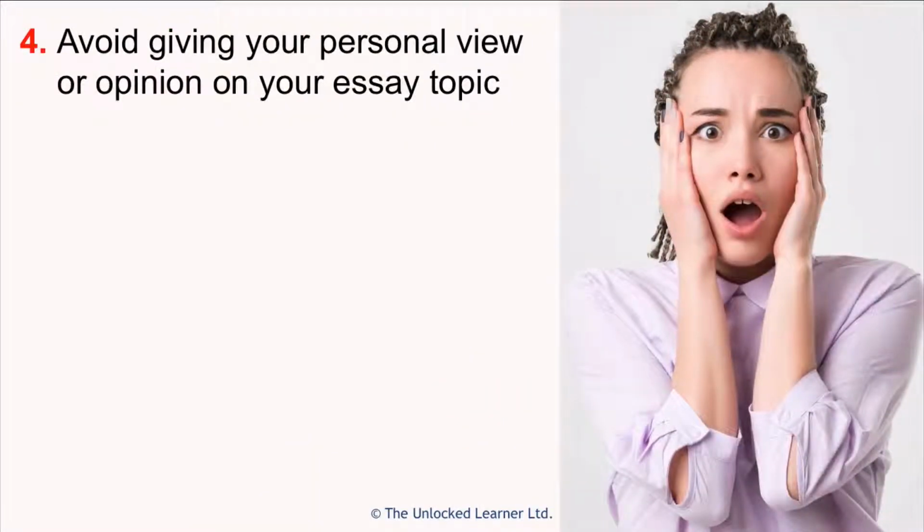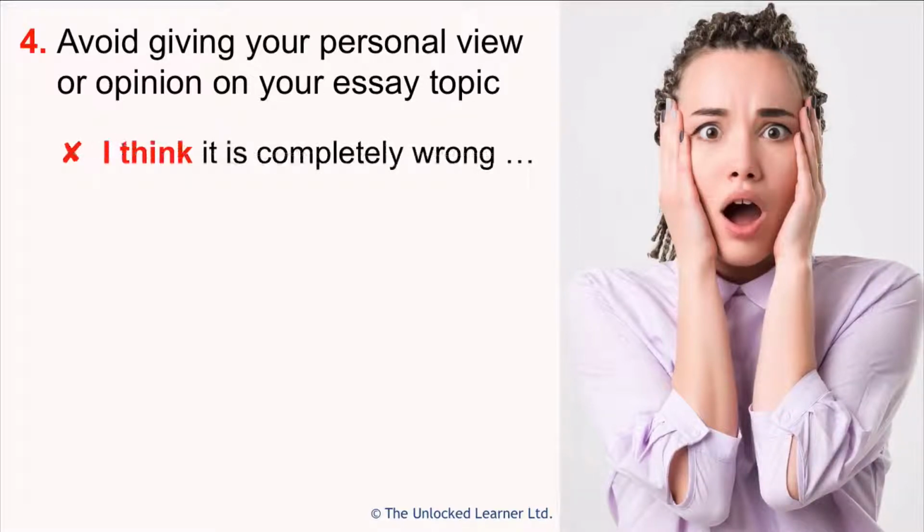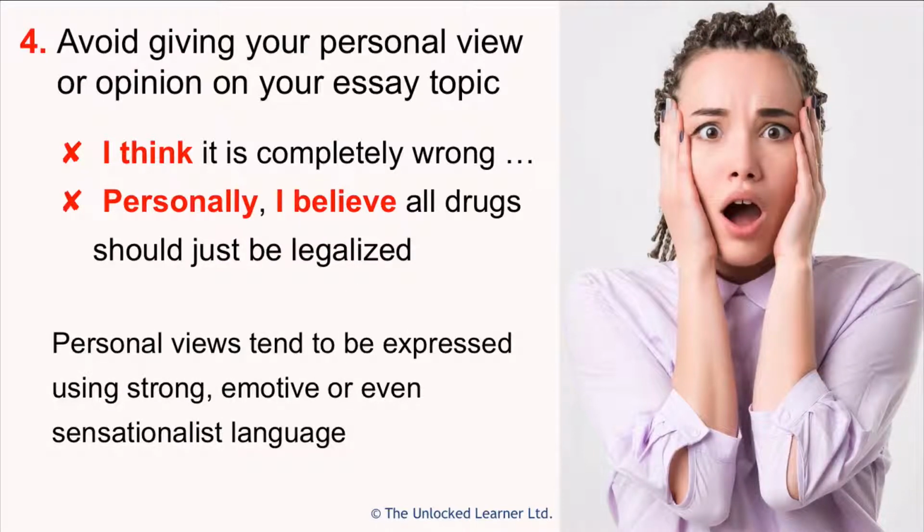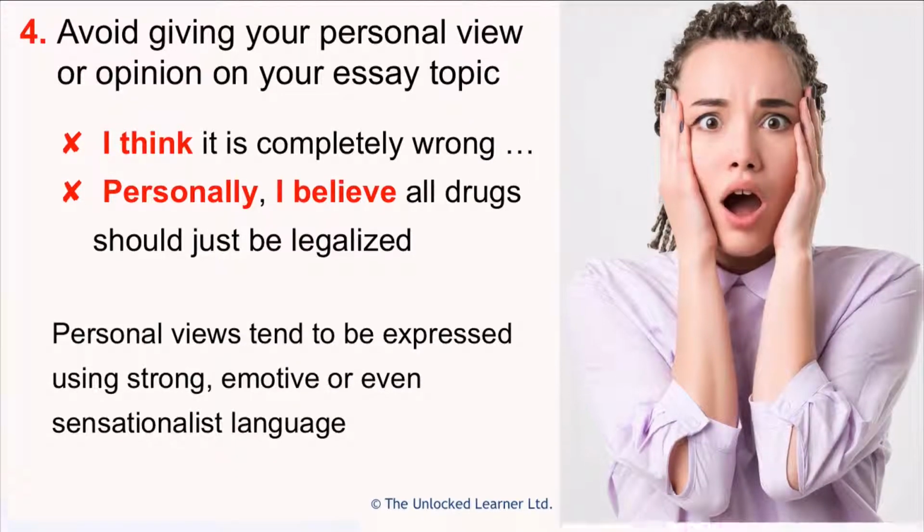That leads us on to essential rule number 4. Avoid giving your personal opinion or viewpoint on the topic you're discussing or analysing unless you're specifically told to. This rule also overlaps with Rule 5 of the 5 rules of formal writing, which is to avoid emotive or sensationalist vocabulary, as when we're asserting our views or opinions about something, we tend to use emotive or even sensationalist language to express how strongly we feel.